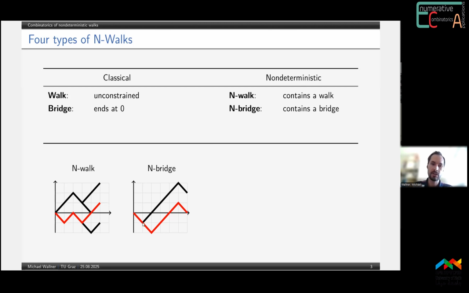So you see here that at this step it forks basically into two trajectories, but we don't care so much. At the very end, there's one bridge in here, at least one. There could be multiple ones, but I call it an N bridge if it contains at least one bridge. So you always have to think of the non-deterministic walk as all possible trajectories. And we call it an N bridge if there's one trajectory in there that actually satisfies my property here, returning to 0.